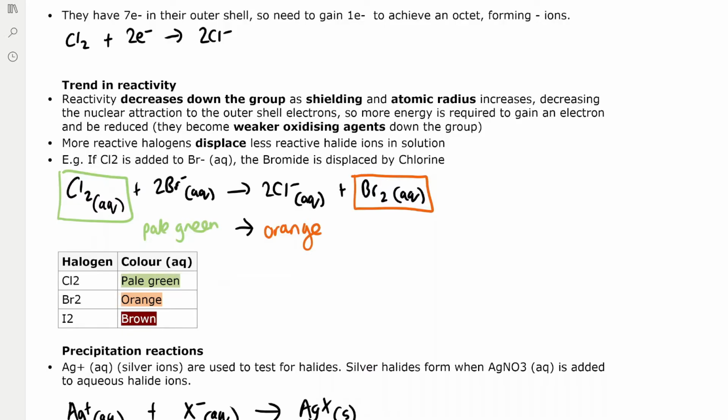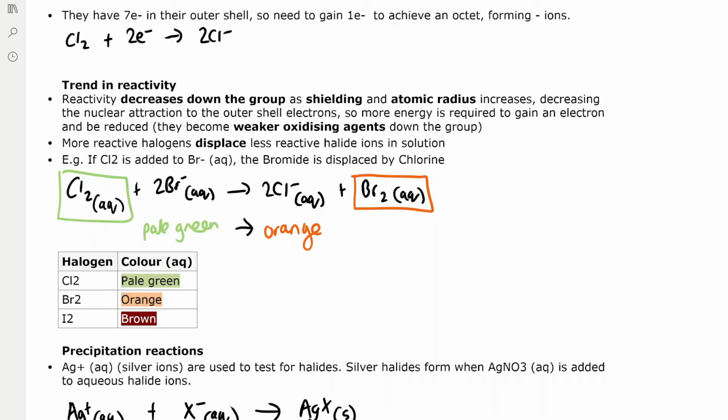So you can see that chlorine in aqueous solution is pale green, bromine is orange, as we know from the bromine test for alkenes, and iodine is brown. And then in cyclohexane, it's also important to remember that iodine appears violet in cyclohexane, which can help to differentiate better between bromine and iodine, because chlorine and bromine both appear the same as they do in water.